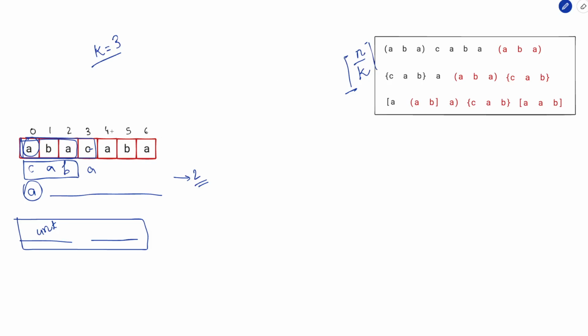Notice n by k for this particular scenario: n is 7 and k is 3. So if you do 7 by 3 ceiling, you will be getting 3. So n by k was 3, but in just two operations you are able to get back the original string, right? So that's basically the entire algorithm.